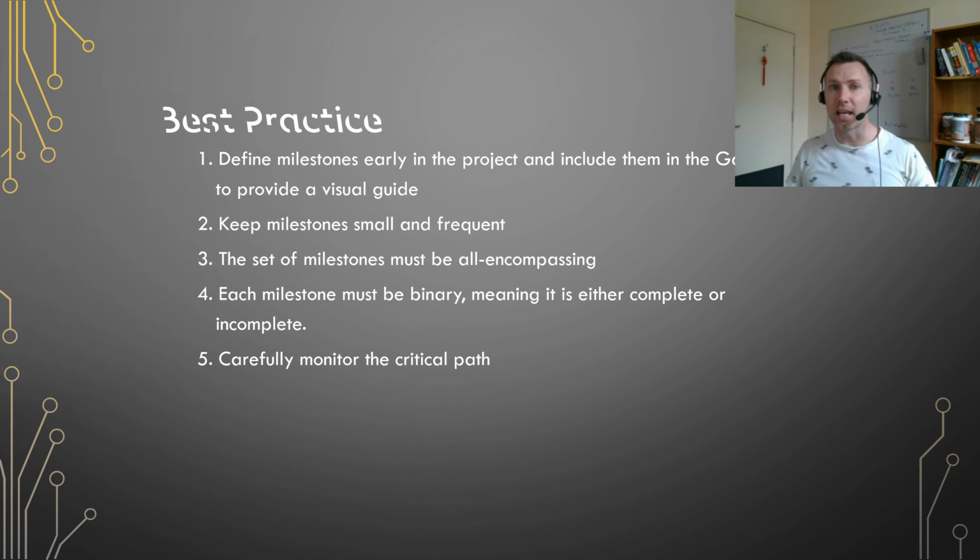These are the 5 key points of using project milestones. Define the milestones early and include them in the Gantt chart. Keep them small and frequent, and they must cover all parts of the project. Each milestone must be complete or not complete. You can't have a partially achieved milestone.